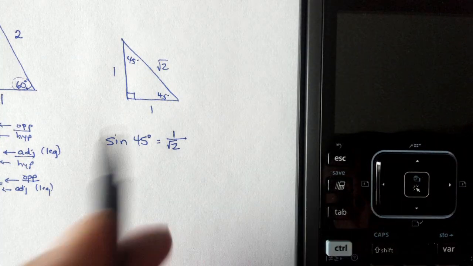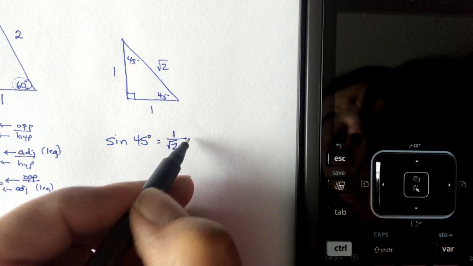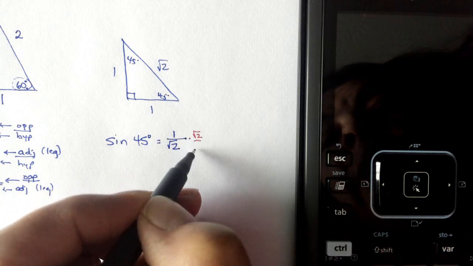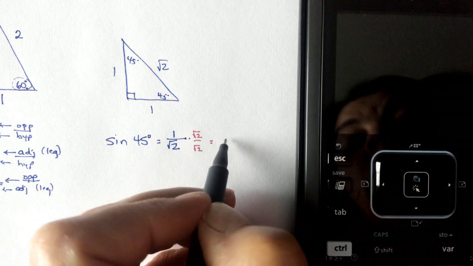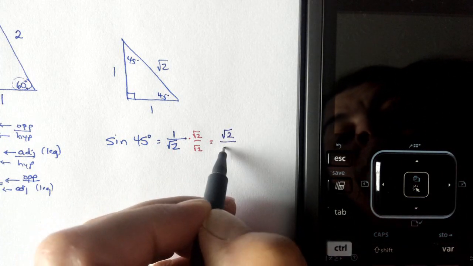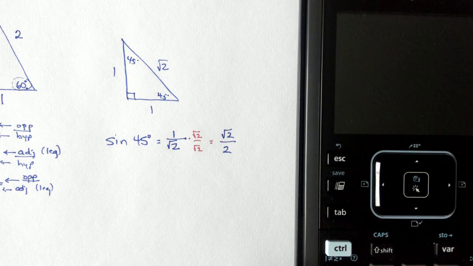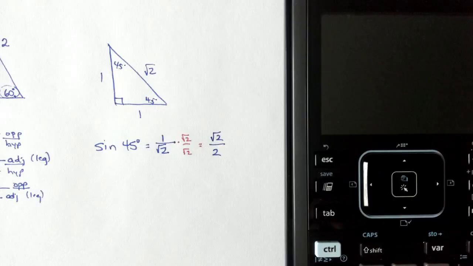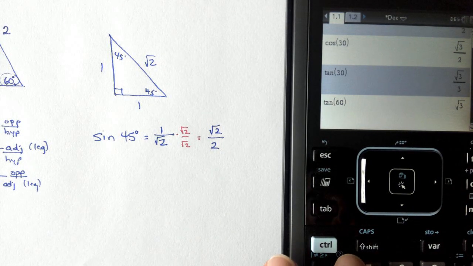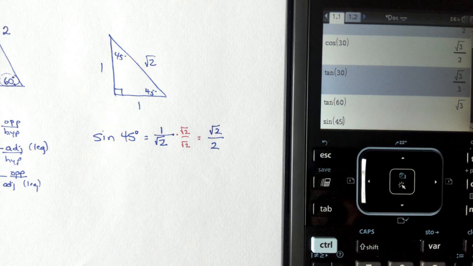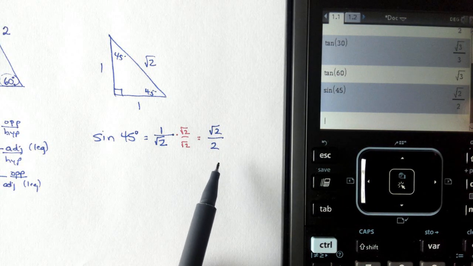Now, if I rationalize the denominator of this one, because the calculator is going to automatically rationalize the denominator, I'm going to end up with square root of 2 over 2. So I'm going to go through that fairly quickly, but I want to show you the connection between that and what the calculator does. So if I go back to my calculator and I ask it for the sine of 45 degrees, it's going to give me square root of 2 over 2. It's going to give me that same answer.